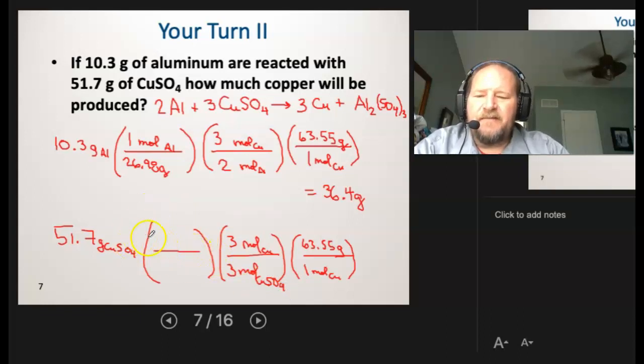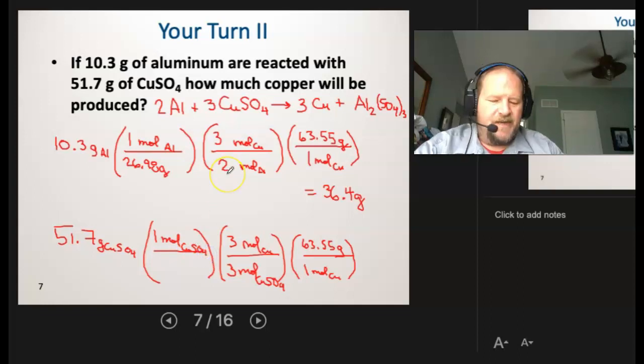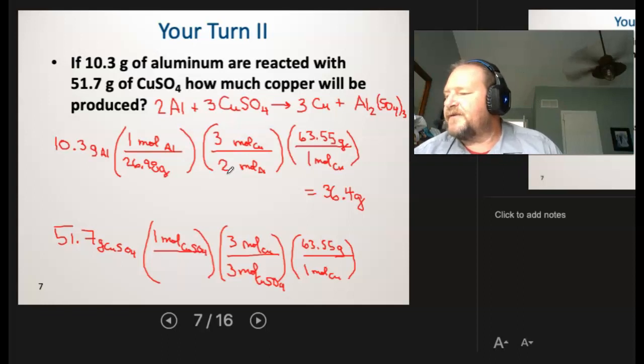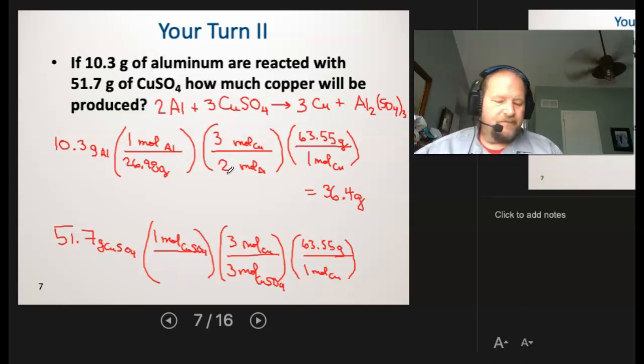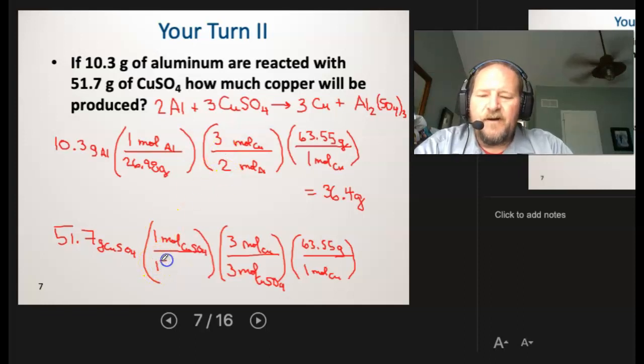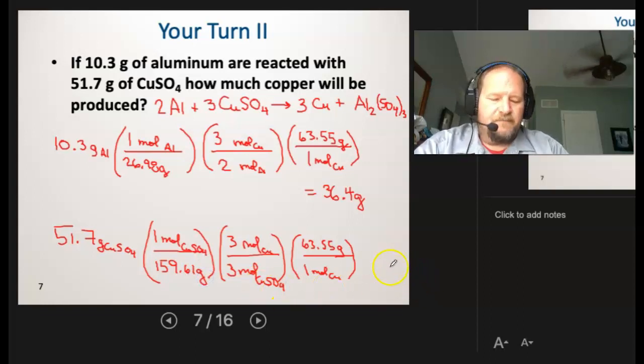All right, so in the beginning here, we're going to need to get to moles of copper sulfate. So that's going to be 1 mole of copper sulfate. And now we need to put together a mass. So I'm going to go to my periodic table. Copper we know is 63.55. Sulfur is 32.06. Plus we have 4 oxygens at 16 each. That's going to be 64. So we have a molar mass here of 159.61 grams.